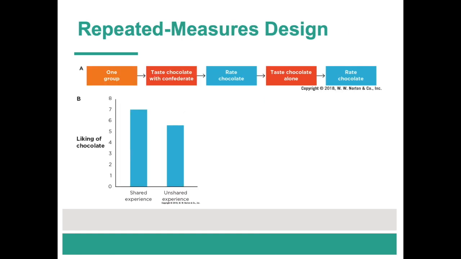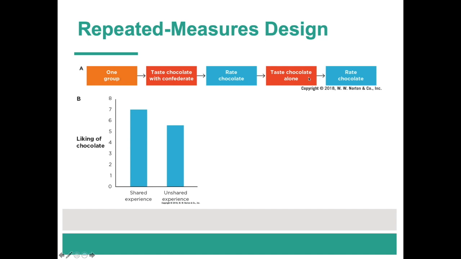Another one, repeated measures design. This is just where you have one group. They, for example, will taste chocolate with a confederate, so just someone part of the study, and then they rate the chocolate. And then they taste chocolate alone, and then rate the chocolate. If we do this, we might get results like this, where with the shared experience, it looks like individuals like chocolate more when it's with someone else. These results were actually produced by some researchers, Boothby and her colleagues, in 2014. And so they used what's called the repeated measures design. It's similar to a pre-test, post-test design, except there's just one group and you're doing it over time.